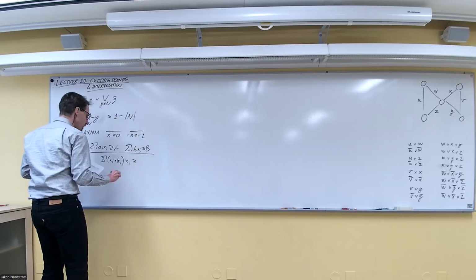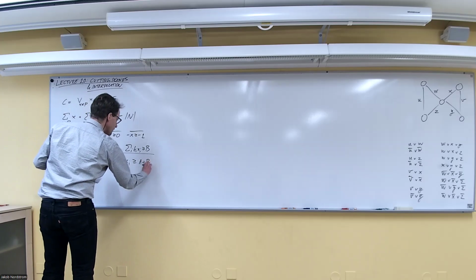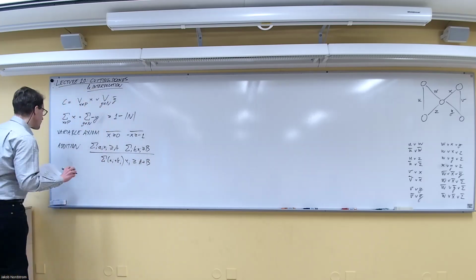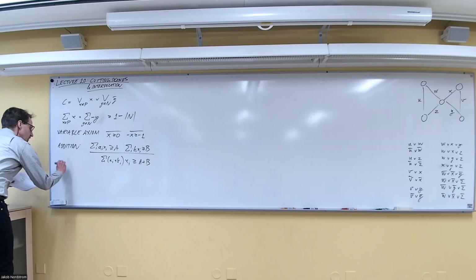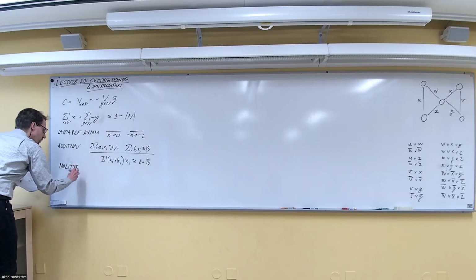So summing up a_i plus b_i times x_i is then clearly at least a plus b, if these two inequalities are valid. Multiplication says I can multiply by a positive integer.